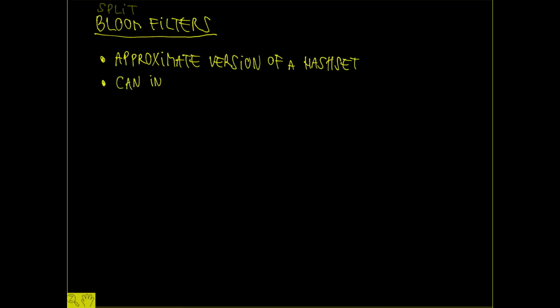The last part, we're going to look at Bloom filters. I'm going to describe a variant of what is in the book called split Bloom filters that I think are slightly easier to understand. Bloom filters are an approximate version of a hash set, if you know that from Java, that stores a set of keys. You can insert elements just like in a hash set, and you can ask about membership.